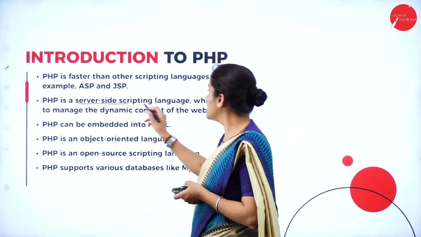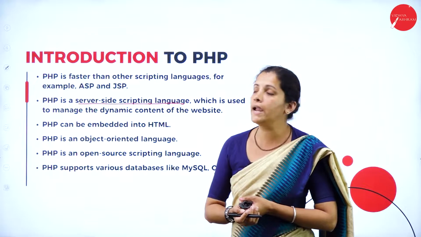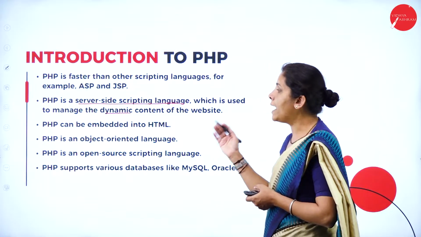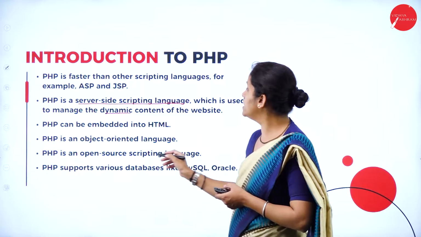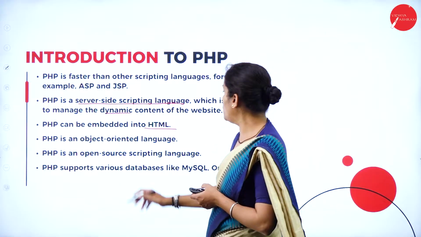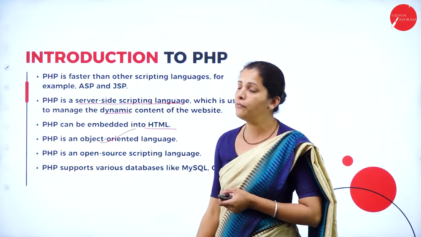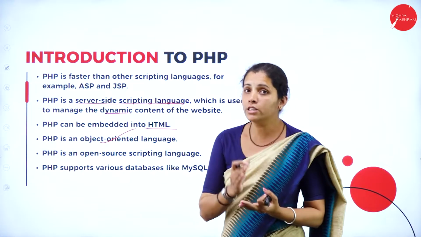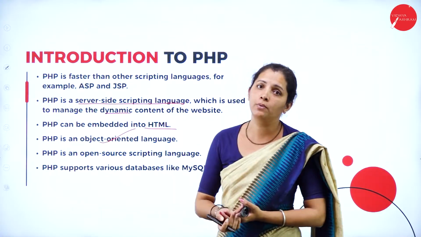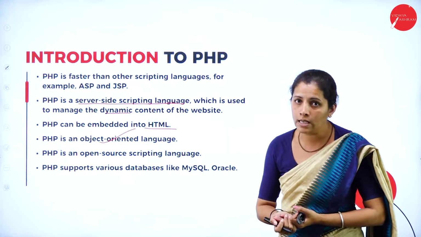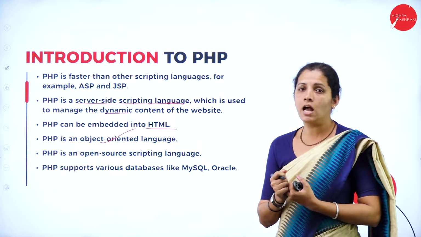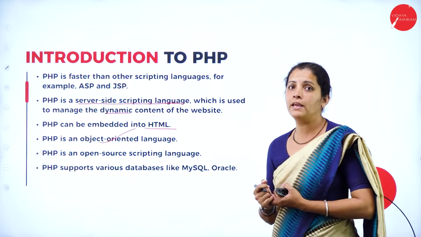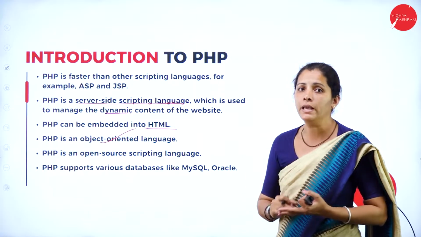PHP is a server-side scripting language. It is used to create dynamic web pages or dynamic content on a web page. And PHP is always embedded with HTML. It's an object-oriented programming language. So PHP falls under object-oriented programming languages. So dear students, when I say it is an object-oriented programming language, what are the things I want to consider? That is nothing but classes and objects. We are going to study all the object-oriented programming concepts in PHP in my upcoming session.